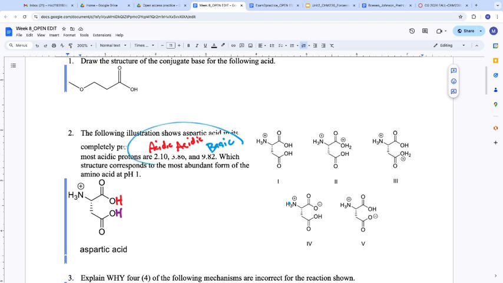For reference, how many did they give you? They give you 3 values, which means there's 3 things that were potentially acidic. The hydrogen on the nitrogen is also acidic. Okay. Why is the hydrogen connected to the carbon here not acidic?